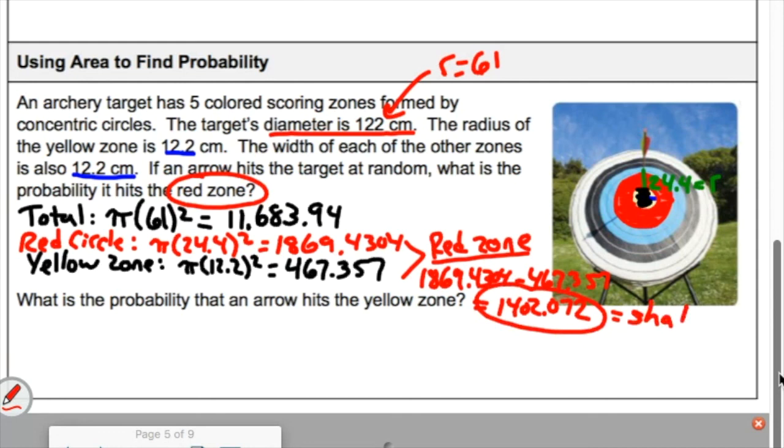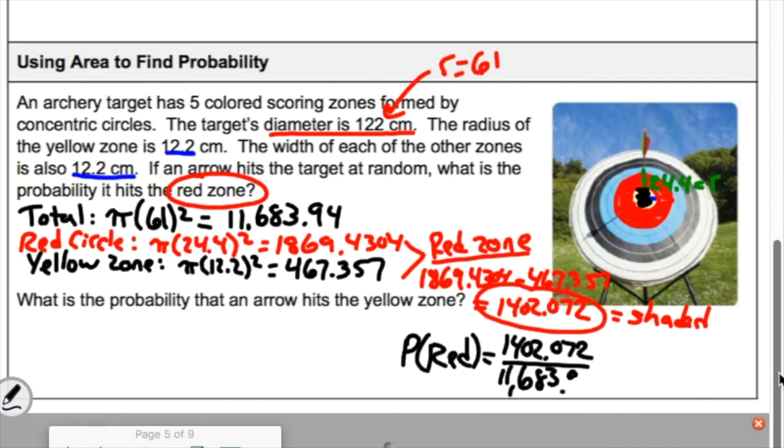We already have our total, so we can get our probability here. Probability of the red zone is 1,402.072 divided by the total we got at the beginning, which was the 11,683.94. Doing that, you should get about 0.12, which is about 12%.